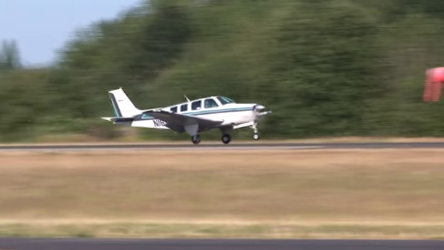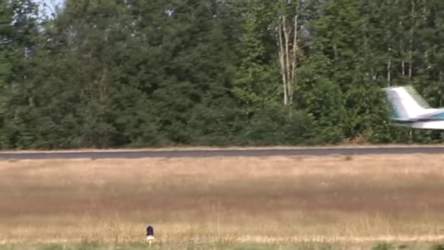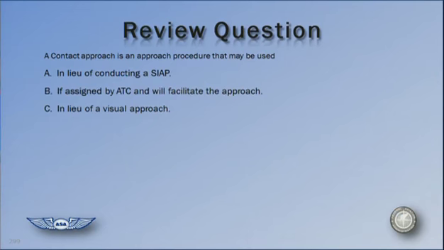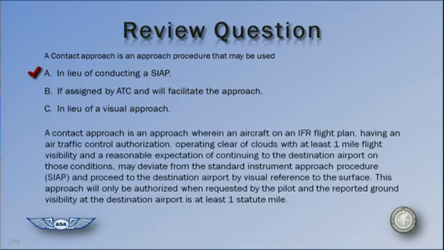All right, let's kick it back over to Matt for another FAA test question. Back for another review. This question: a contact approach is an approach procedure that may be used when? Which of these three is true and correct? Your correct answer is A, in lieu of conducting a SIAP.